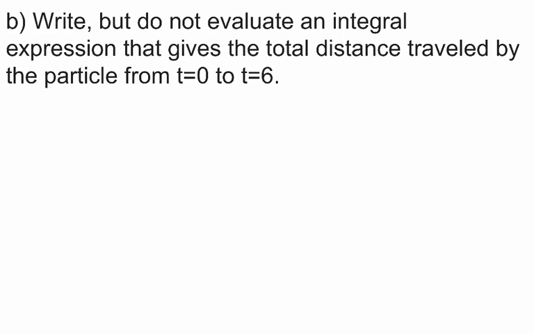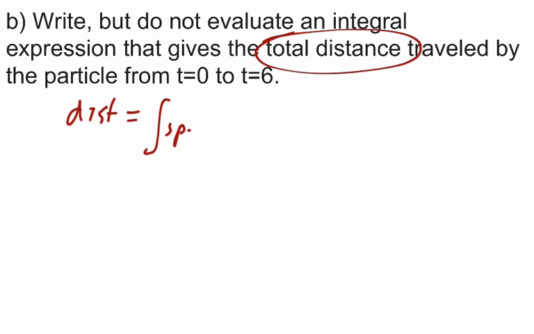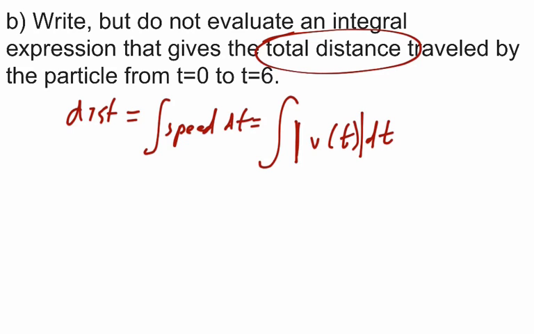Alright, moving on to part B. Write but do not evaluate an integral expression that gives, here's the key word, total distance. And so really this is an easy part because all we have to do is write the total distance formula. So our distance is the integral of speed, or the easier way to remember it is just the integral of the absolute value of velocity, dt. Don't forget the absolute value signs, that is important.